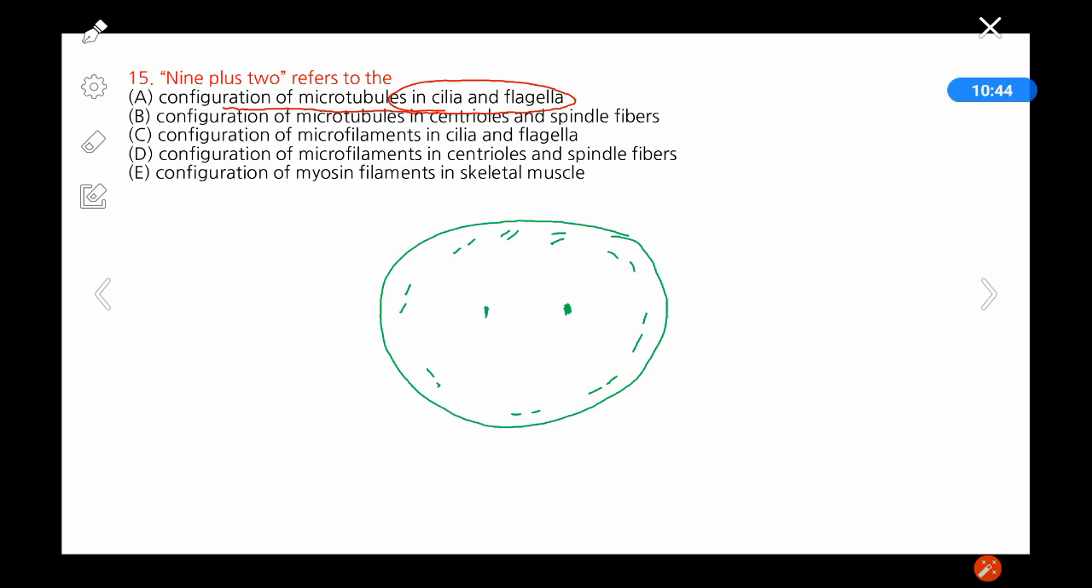So this is the cross section of cilia and flagella in which they are arranged in this way. 9 pairs in the peripheral region. Peripheral means in the border region, we can say, and 2 microtubules, but they are not in a pair, that are found in the center. So the answer for the question is A, configuration of microtubules in cilia and flagella.